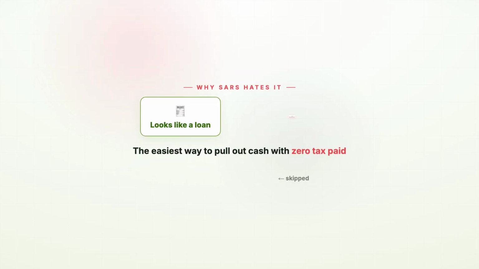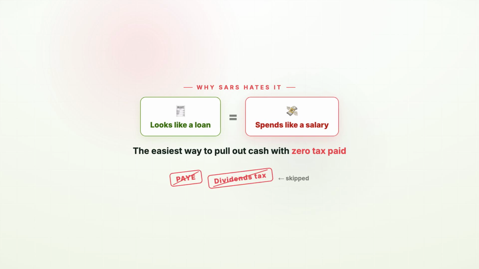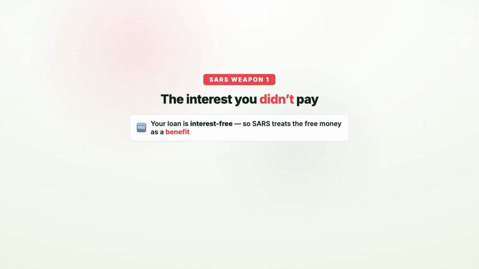So here's why SARS hates it. An overdrawn loan account is the single easiest way to pull cash out of a company without paying a cent of pay or dividends tax. It looks like a loan, but it spends like a salary, and SARS sees straight through it. So they come at it with two weapons.